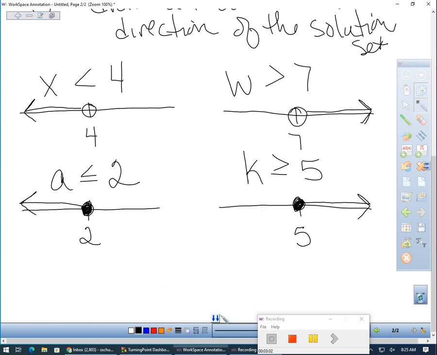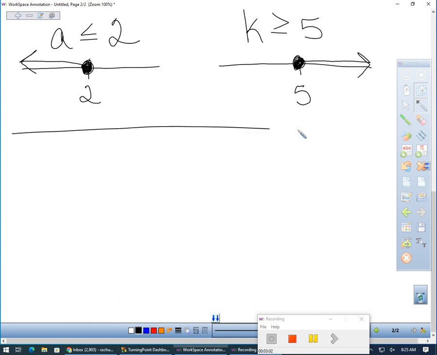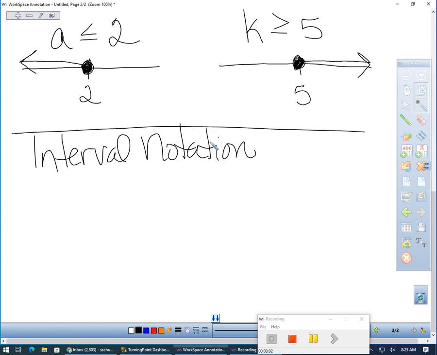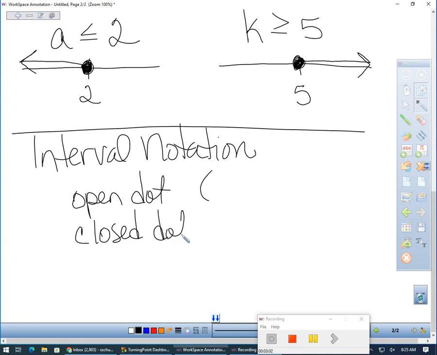The second way we represent solution sets is by what we call interval notation. This should be something new to you. Interval notation is something we are going to use for the rest of math until you graduate or beyond. If you have an open dot, it means you use a parenthesis. If you have a closed dot, then you use a square bracket at that point.